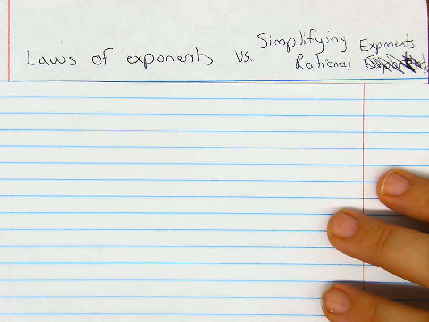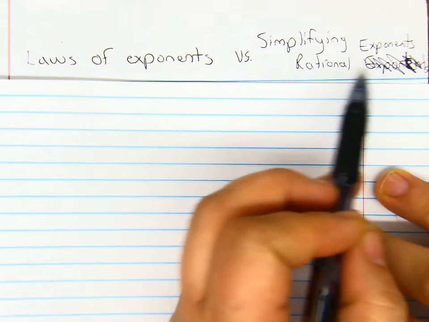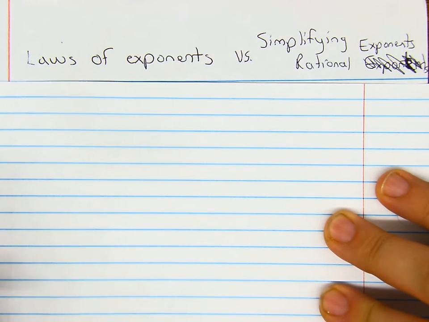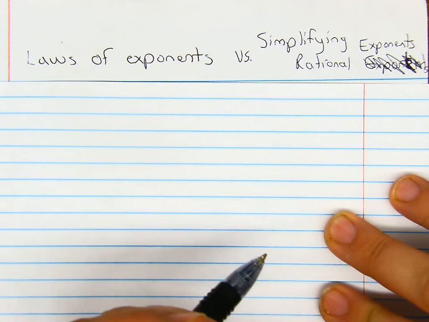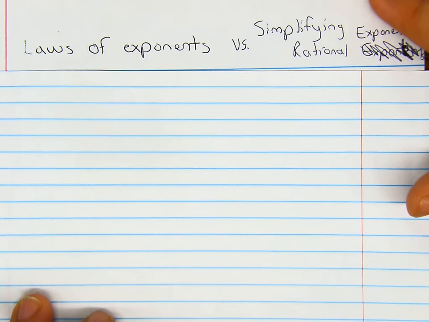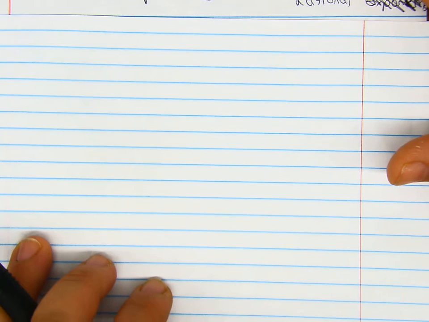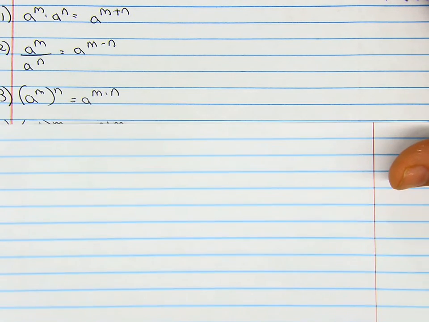Okay, in this video, we're going to be looking at laws of exponents versus simplifying rational exponents. As long as you can remember our laws of exponents and just basic rules of fractions, then this isn't as complicated as it usually seems to be. So let's go ahead and look at our initial laws of exponents.